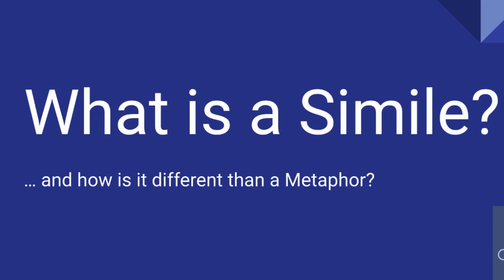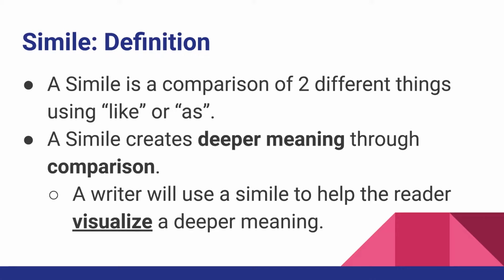And what is a simile, and how is it different than a metaphor? So the definition of a simile is that a simile is a comparison of two different things, two different people, two different objects, you name it, using the word like or the word as. And we'll get into examples in a second, but basically a simile creates a deeper meaning through that comparison. And a writer will use a simile to help the reader visualize that deeper meaning.